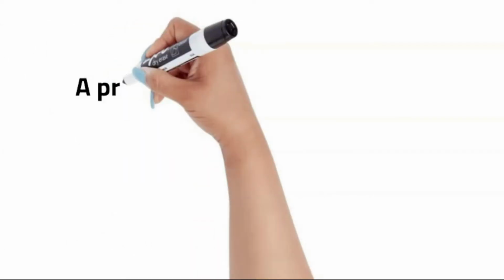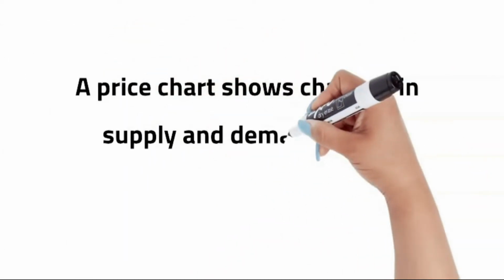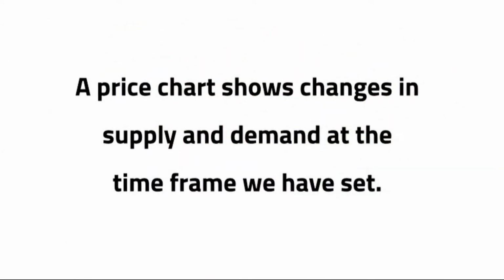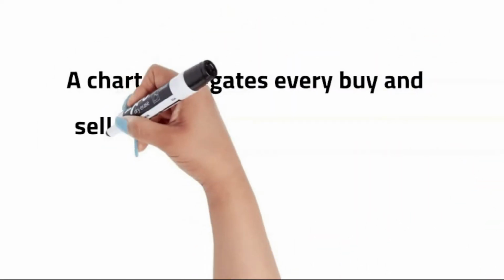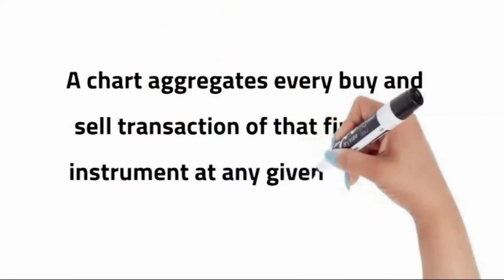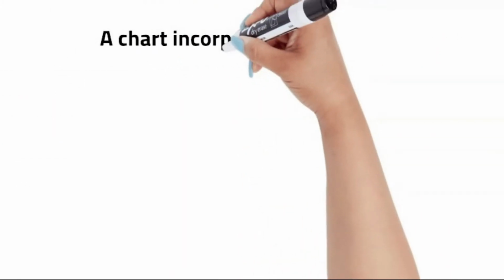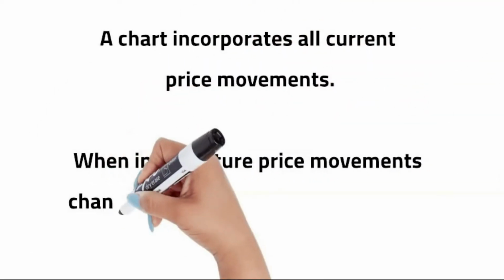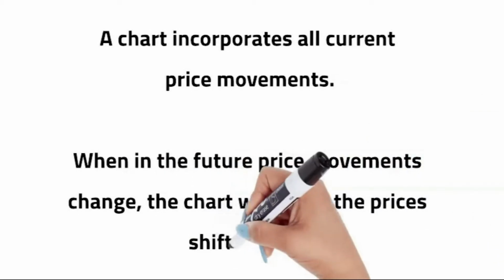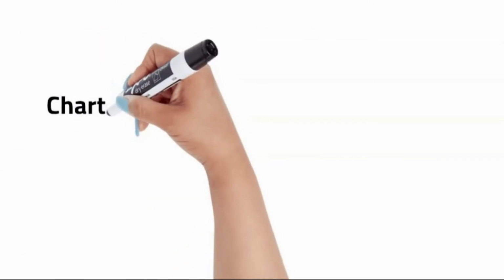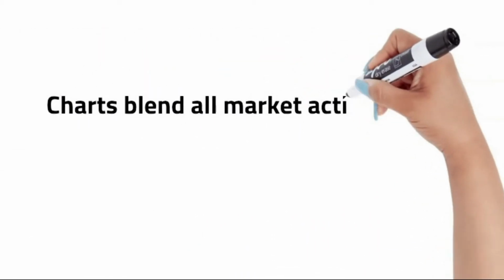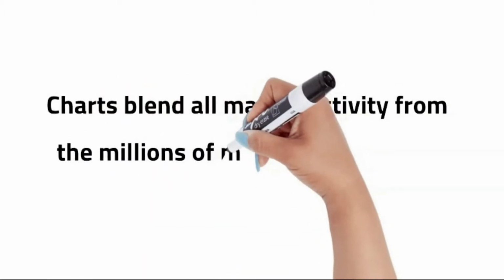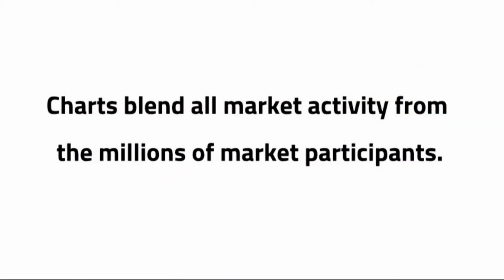A price chart shows changes in supply and demand at the time frame we have set. A chart aggregates every buy and sell transaction of that financial instrument at any given moment. A chart incorporates all current price movements. When in the future price movements change, the chart will show the price shift. Charts blend all market activity from the millions of market participants, whether they're small traders or banks or institutions.